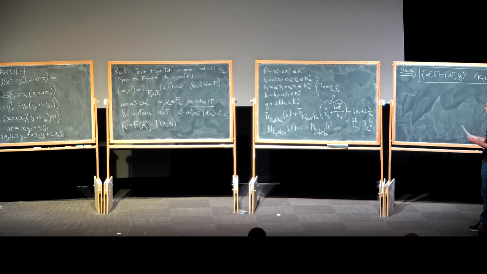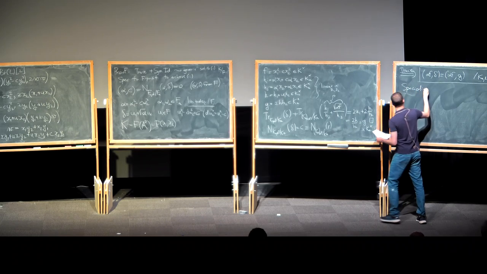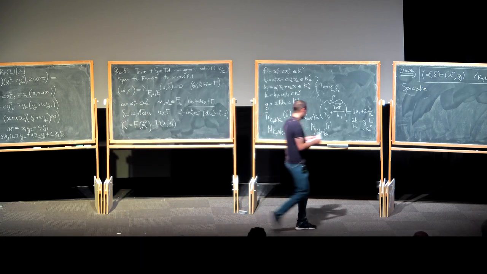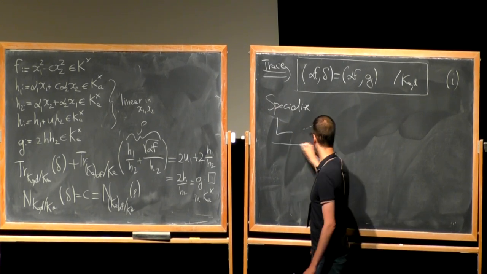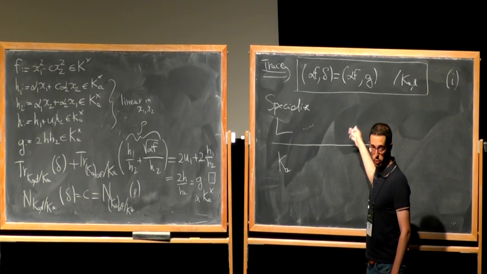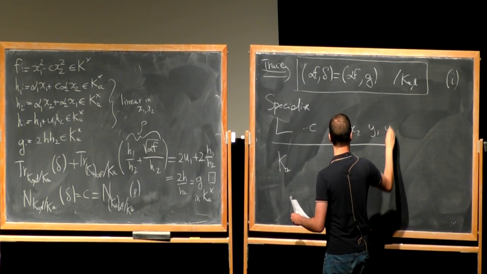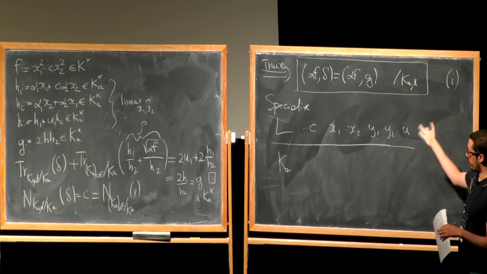Okay. So now here's where the symmetric identity comes in. So now we think about two, and we specialize from L, the field of the symmetric identity, and we go to Ka. I need to tell you where each variable goes: C, x1, x2, y1, y2, and u. These are the six variables. Now you see why the names have been chosen like this. It's because they hint at the specialization.